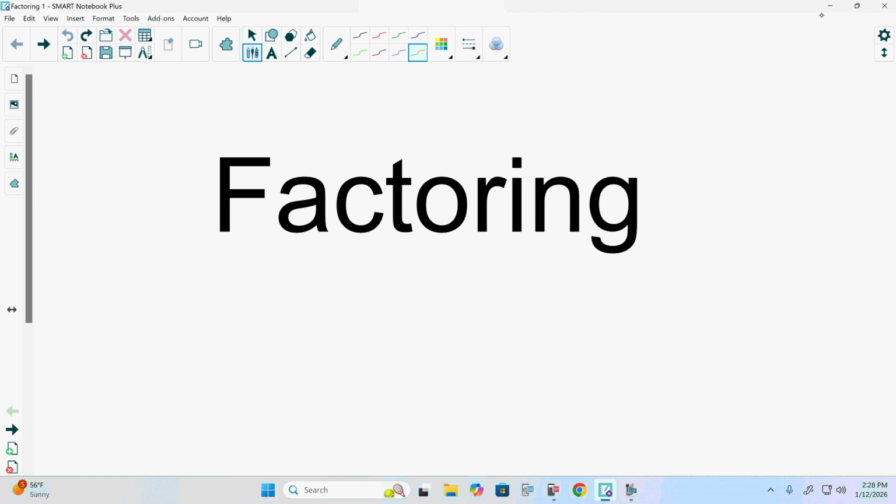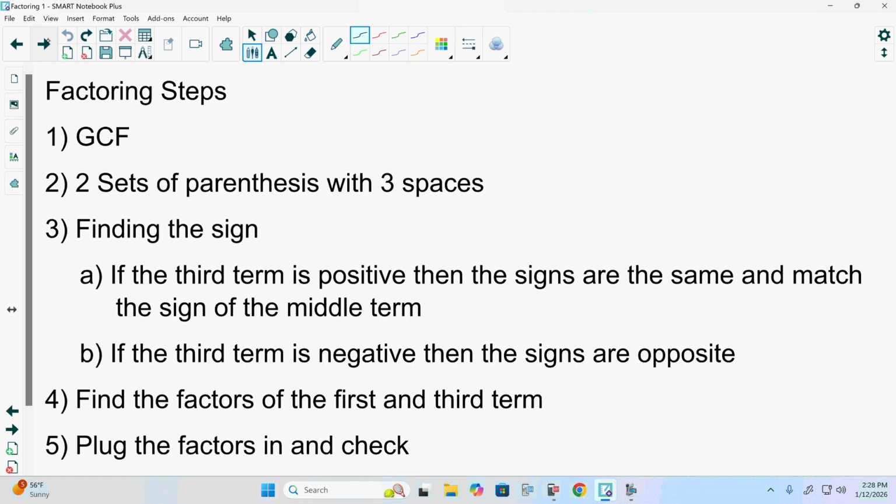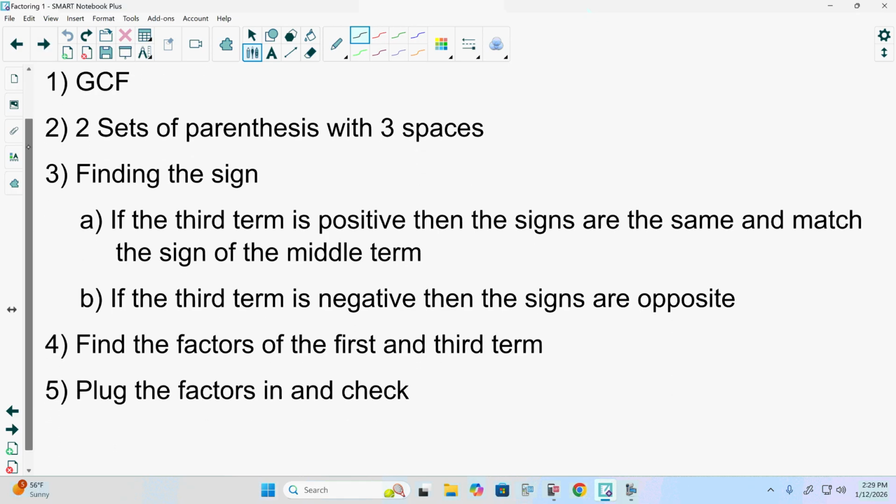But what we're starting off with is factoring these quadratics. We have these 5 main steps for factoring quadratics or quadratic-like expressions. First thing we need to do is find the greatest common factor. And really with any factoring, greatest common factor is a great place to start.